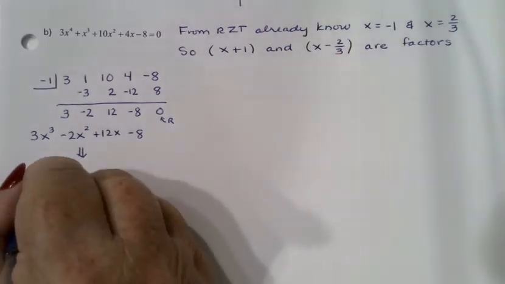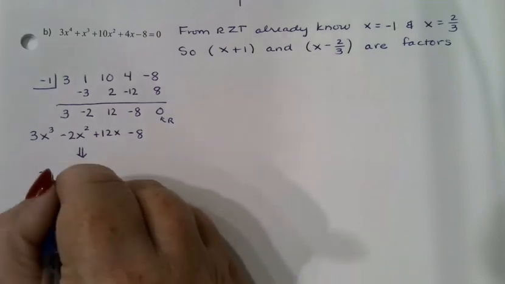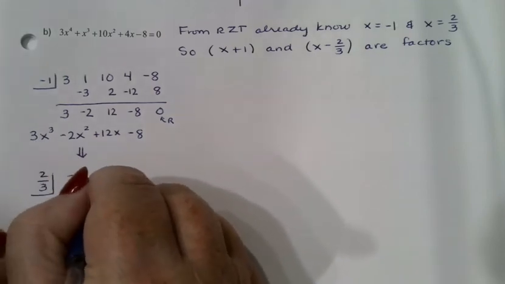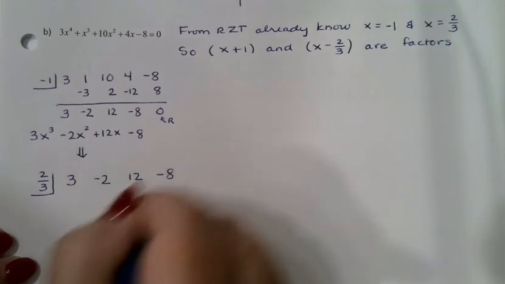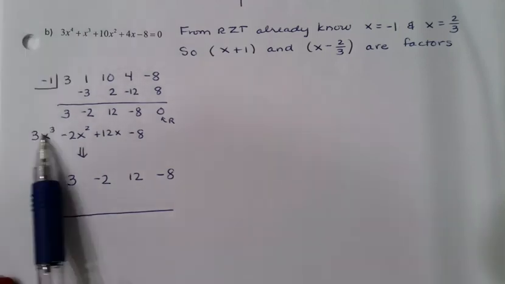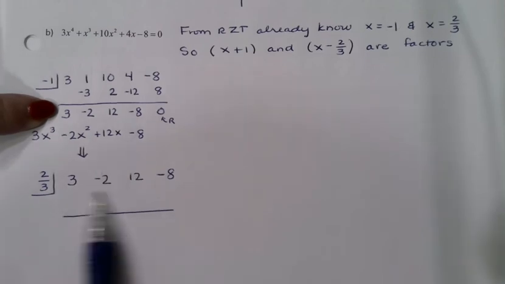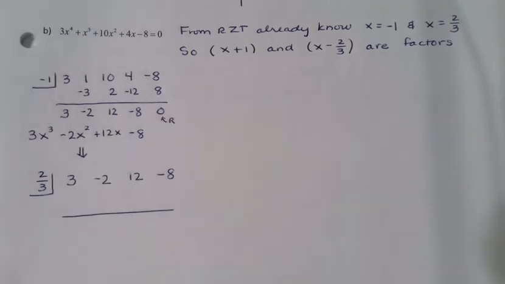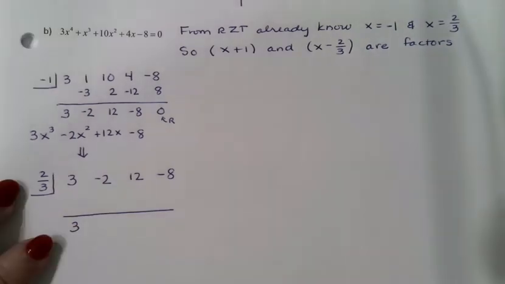So 2/3 would go in the box. Notice I changed the sign. And my coefficients here are 3, negative 2, 12, negative 8. If you want to take a little shortcut there, notice that I didn't really have to write that out. I could have just grabbed this answer and brought it right back down here, but I just wanted you to think about it. All right, bring down the 3 to get us started.